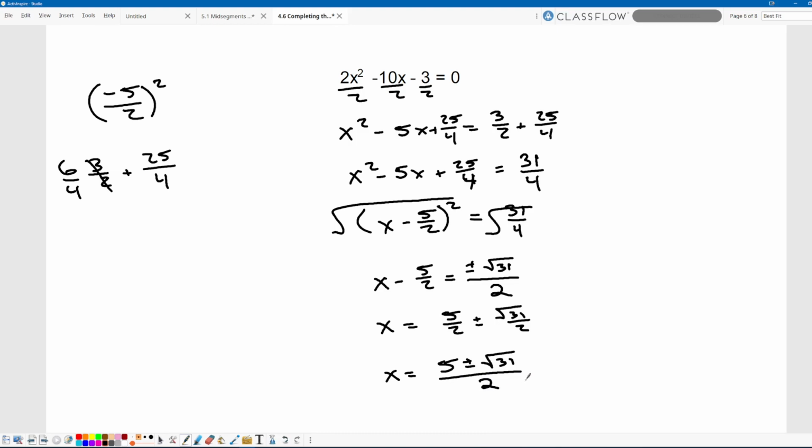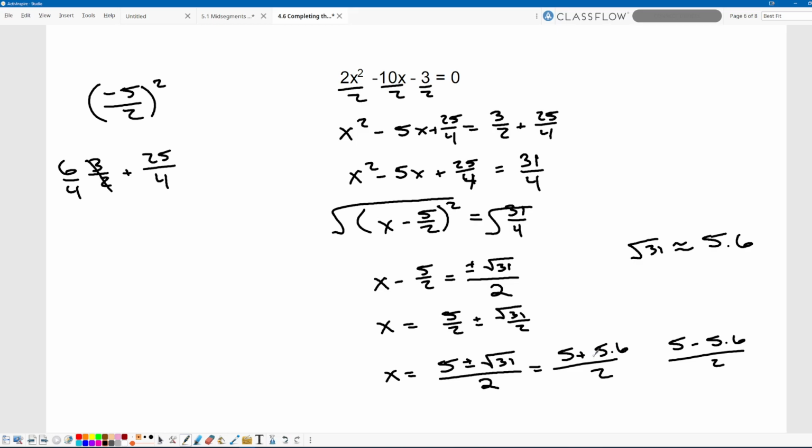I could go ahead and find out what this is, in which I would need to take the square root of 31. So let's take the square root of 31 and find out what that is. So the square root of 31 is approximately 5.6. So if I wanted to work this out and get a decimal answer, it's going to be 5 plus 5.6 divided by 2, and 5 minus 5.6 divided by 2.